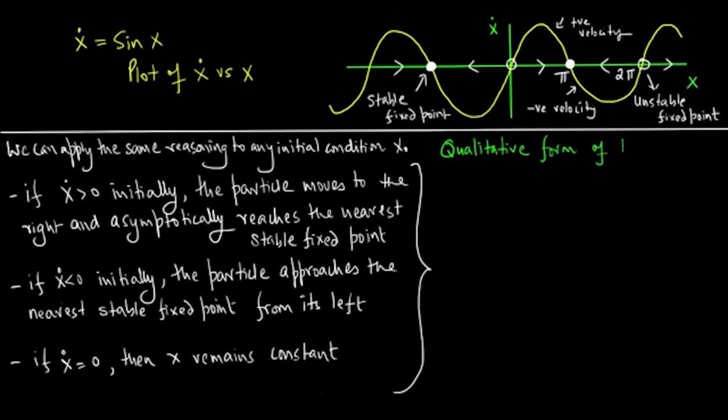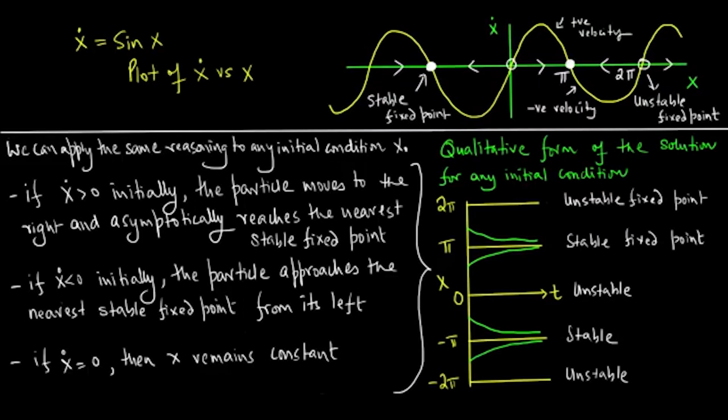The qualitative form of the solution for any initial condition can actually be plotted using the rules that we have identified on the left. Here's a snapshot of what the solutions would look like. Note that the trajectories are converging towards x is equal to pi and x is equal to minus pi. And the reason is because these are the stable fixed points.